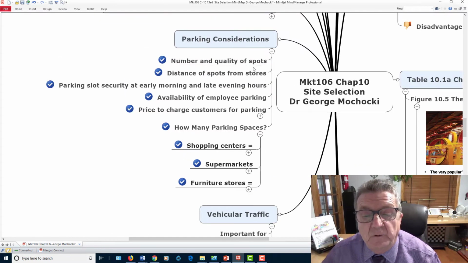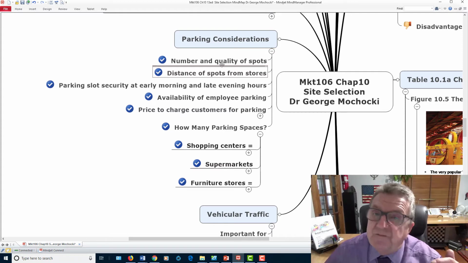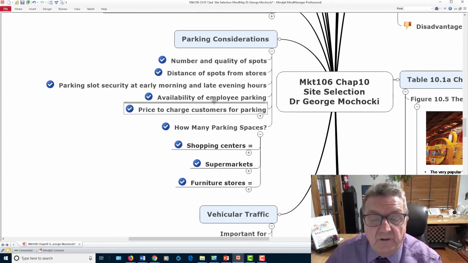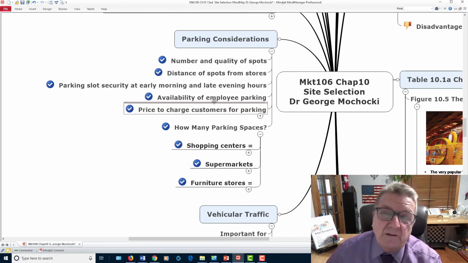Okay, and then we go into parking consideration by code. They're looking at the worst case scenario: how many parking spots you have, the distance from the stores, and availability of employee parking. Or you make the employees park in the back. That's kind of bad, if they don't want to close the store and walk way back in the parking lot. It's kind of scary at nighttime. You have to look at the security of the person.